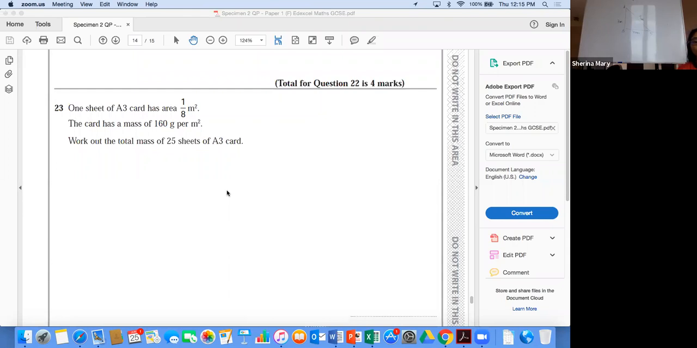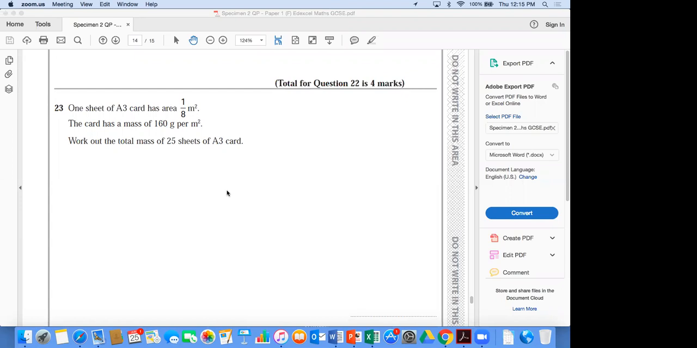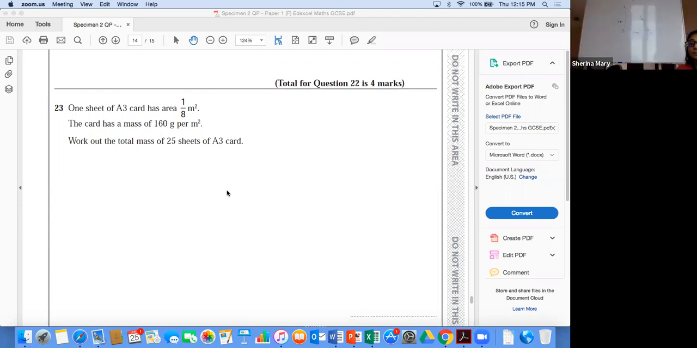Okay, one sheet of A3 card has an area of 1/8 meters square. The card has a mass of 160 grams. So one card has an area of 1/8 meters square and the mass of 160 grams. Let me just draw it out. So the area is 1/8 meters square and the mass is 160 grams per meter square. So every 1 meter square, it is 160 grams. That is what it means, okay?